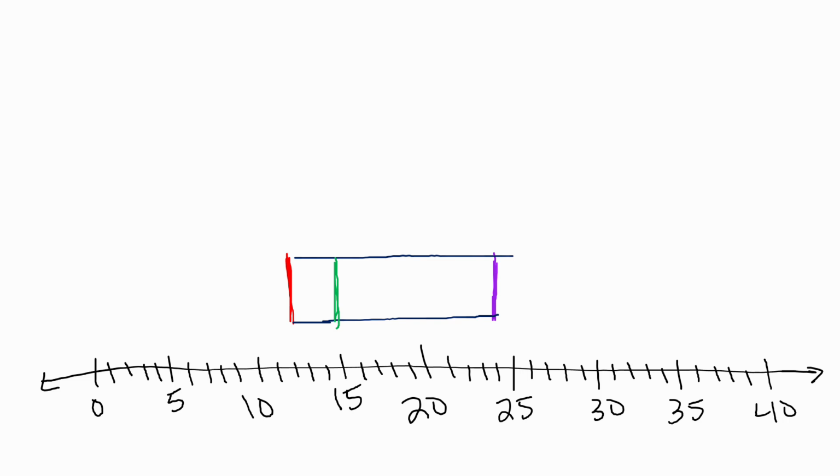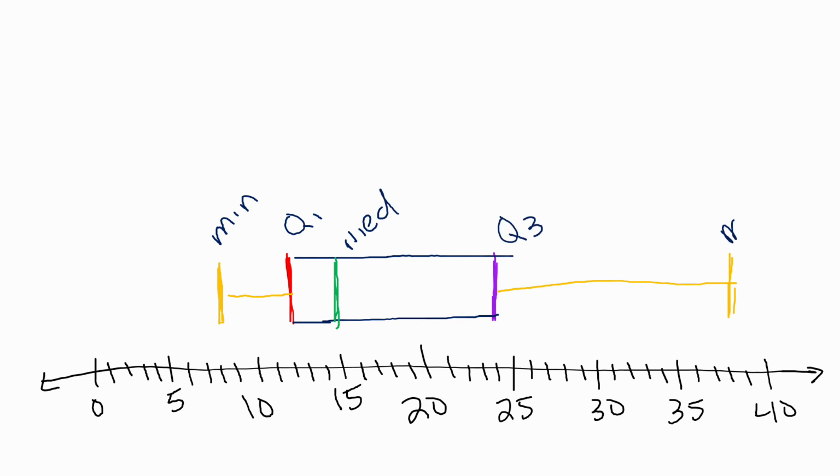So it's okay. Our minimum is 8, so we're about right here. And our maximum is 37. It's all the way out here. That's what happens when you have an outlier, ladies and gentlemen. That is an outlier all the way out there. So this is what our box plot looks like. We have our minimum, our quartile 1, our median, our quartile 3, and our maximum. Excellent.